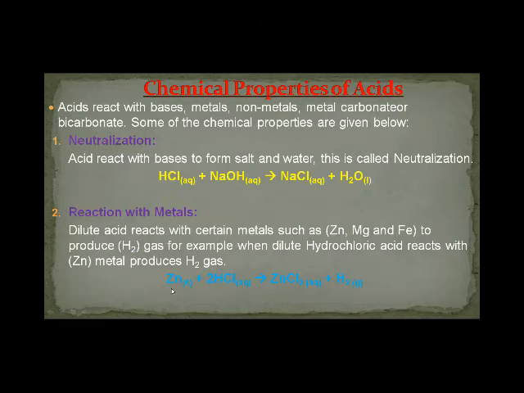So 1 mole of zinc reacts with 2 moles of HCl, and it will form zinc chloride. This is a salt. 1 mole of zinc chloride is formed and 1 mole of hydrogen gas will be formed. So whenever dilute acid reacts with a metal, either zinc, magnesium, iron, copper, and so on, it will always produce gas, and it will produce a salt according to our acid or metal. So this is the second chemical property of an acid.